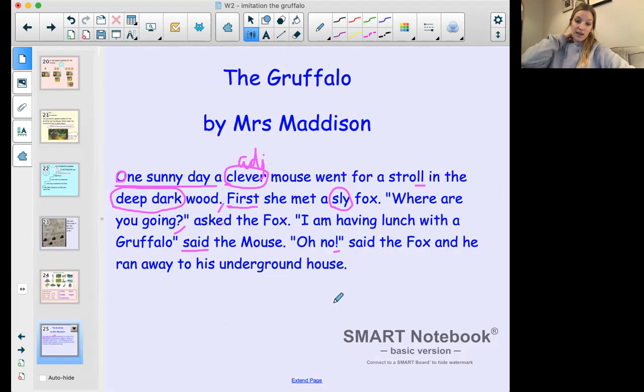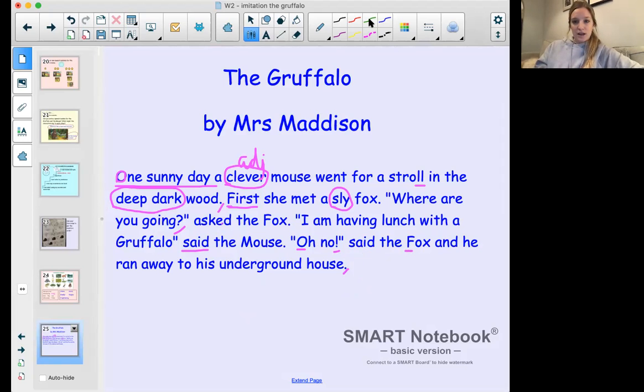And we know that the fox shouted, "Oh no!" because the Gruffalo was such a terrifying creature. The poor fox was so frightened, he screamed, "Oh no!" and he ran away to his underground house. Perfect. So we've got our capital letter at the start, we've got our capital letter on the name, and we've got our full stop at the end.